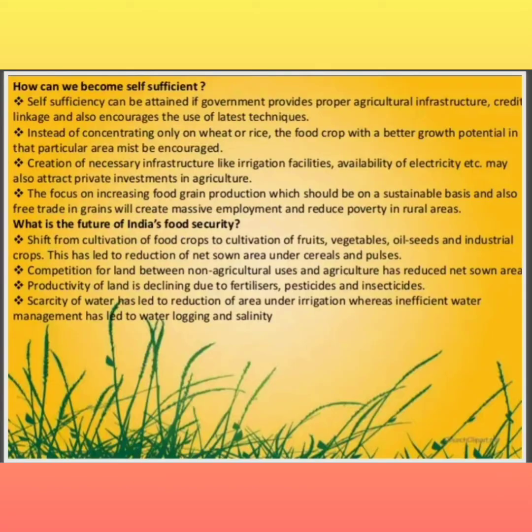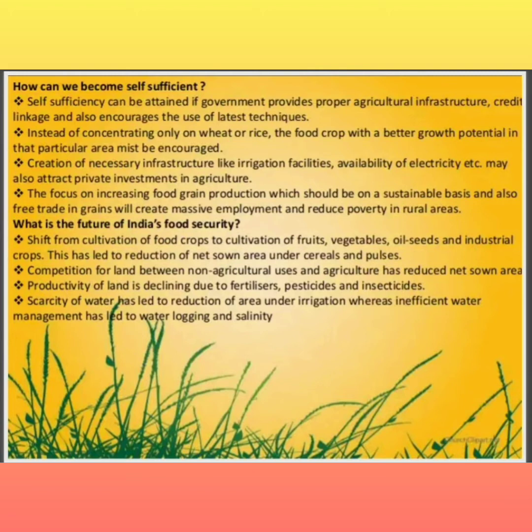Now the next question is, how can we become self-sufficient? Self-sufficiency can be attained if the government provides proper agricultural infrastructure, credit facilities, and also encourages the use of the latest techniques so that production can be increased. Now, instead of concentrating only on wheat and rice, the main food crops, crops with better growth potential can also be grown in that particular area, and for that, encouragement can be given by the government.